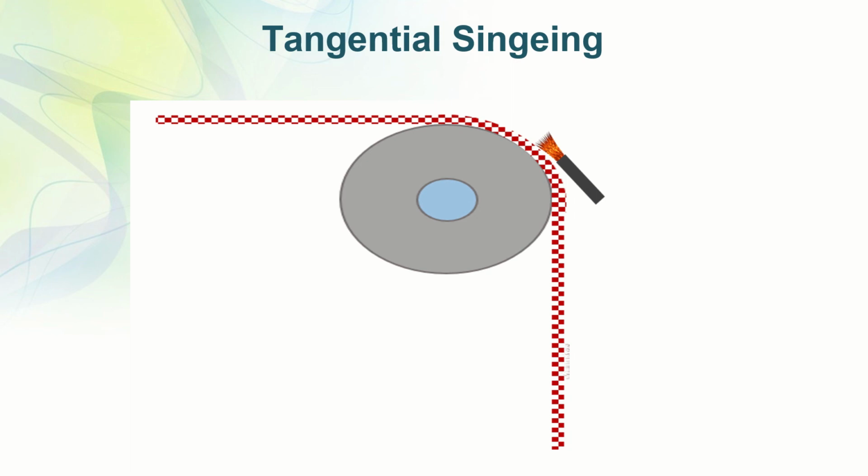The last one is tangential singeing. In this position, the singeing flame falls on the fabric tangentially. This position is usually recommended for very lightweight and sensitive fabrics.